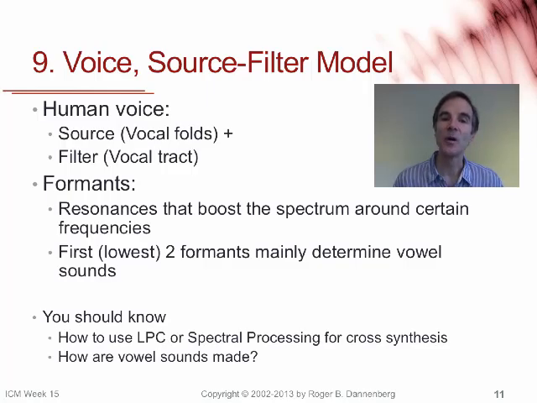We learned about formants, which are resonances of the vocal tract that can boost the spectrum around certain frequencies, called formants. The first, or lowest, two formants mainly determine different vowel sounds. You should know how to use LPC, or spectral processing, for cross-synthesis and what that means. You should know how vowel sounds are made with resonances.